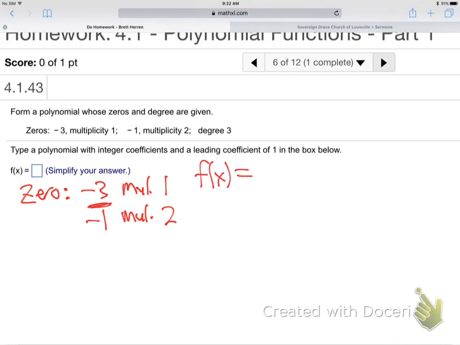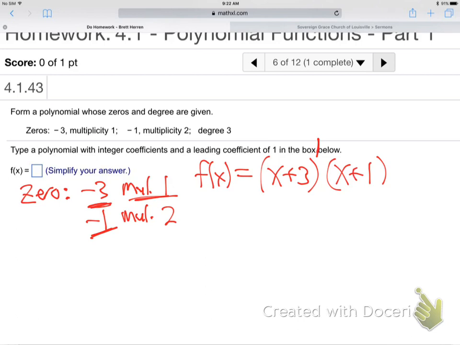What am I going to do with minus 3 first off? x plus 3, right? Good so far? Multiplicity, do you know what that means? That means the power on the parentheses. So first power, or just regular, in other words. Next one, what do I do for negative 1 with the parentheses? It's always the opposite sign, huh? Because that's what will make negative 1 make that 0.